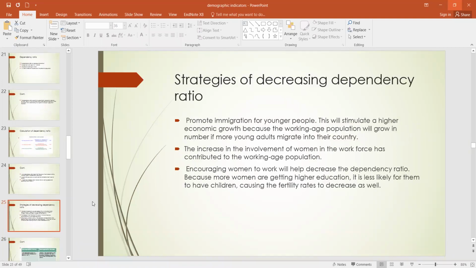There are different strategies for decreasing dependency ratio. We can promote immigration of younger people. This will stimulate higher economic growth because the working age population will grow in number if more young adults migrate into the country. The increase in the involvement of women in the workforce has contributed to the working age population. Encouraging women to work will help decrease the dependency ratio because more women are getting higher education. It is less likely for them to have children, causing the fertility rate of the community to also decrease.